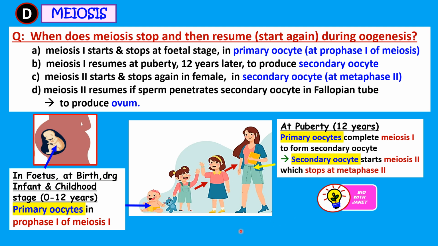Next, when does meiosis 2 resume and when is it completed? Meiosis 2 resumes and is completed only if the sperm penetrates the secondary oocyte that has been released into the fallopian tube. Sometimes they say at fertilization. Meiosis 2 resumes at fertilization. That means when the sperm penetrates the secondary oocyte. And this will produce the ovum after meiosis 2 is completed.